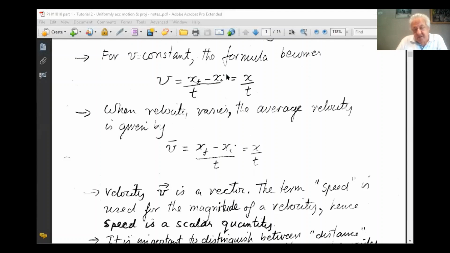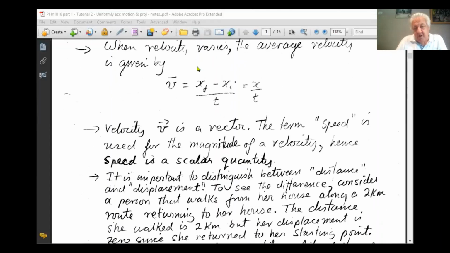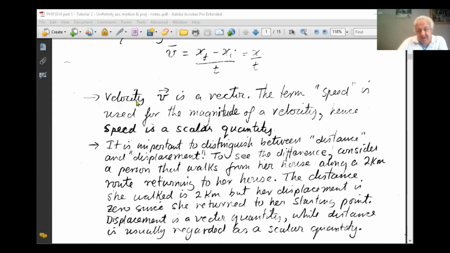When v is constant, this gives the exact velocity. When v varies over the time interval, then this formula, distance over time, gives the average velocity. We need to distinguish between the term velocity and the term speed.